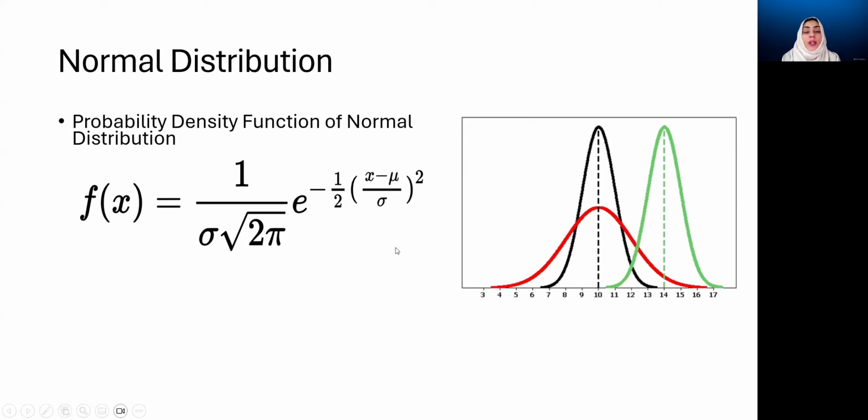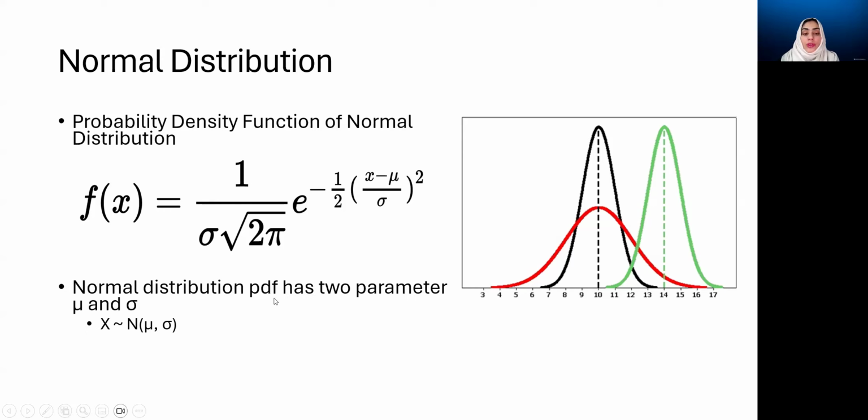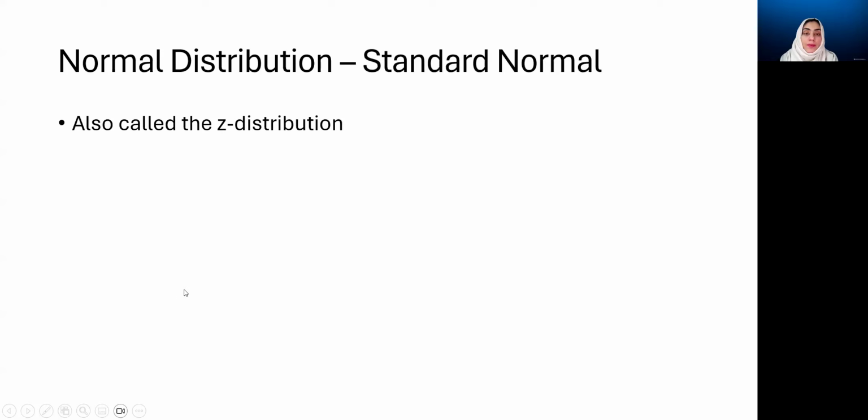We saw in case of binomial distribution that there were also two parameters, which were the number of trials and the probability of success. And similarly, with most distributions, we do have certain parameters which characterize the distribution. The normal distribution PDF has two parameters, which we have seen. And if a variable follows normal distribution, we write it like this. So we need to specify two parameters, the mean and the standard deviation, or sigma.